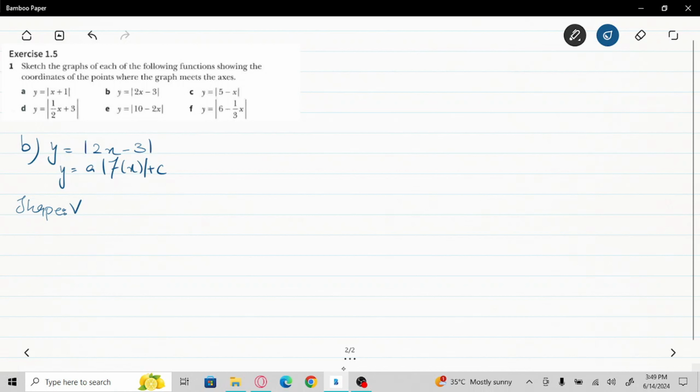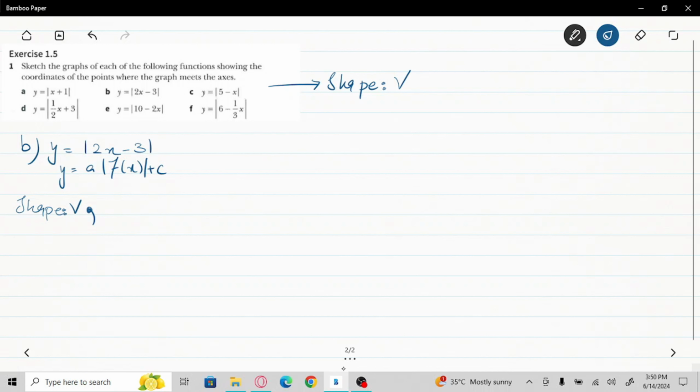In fact, let me tell you that all of the parts in this question have a V shape because they are all positive. So I'm not going to extend this that much. Now the y-intercept.